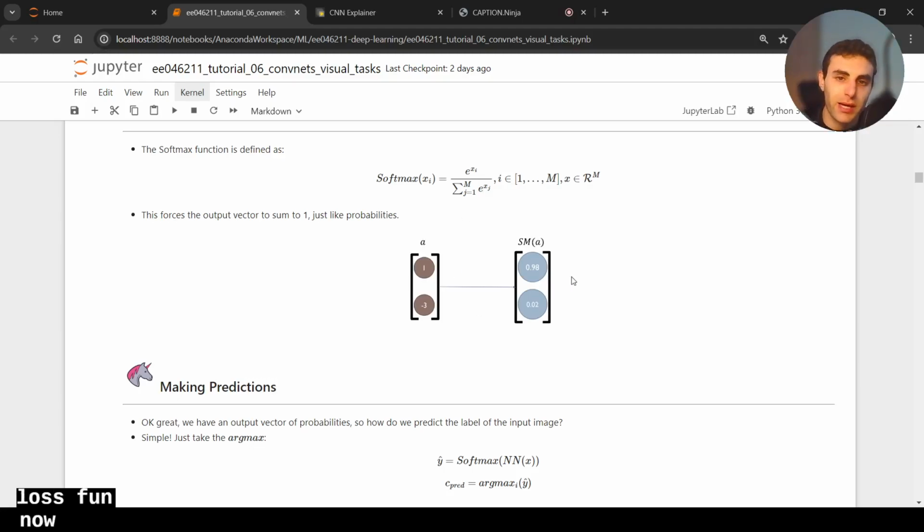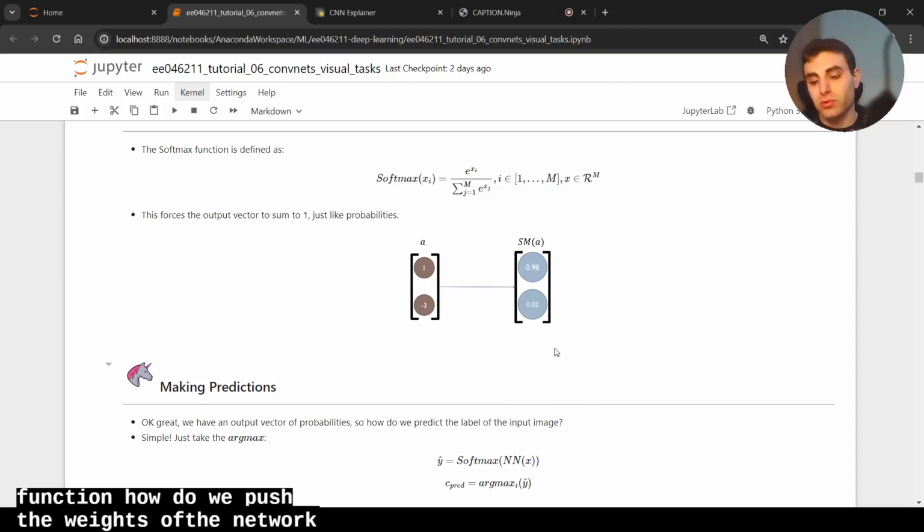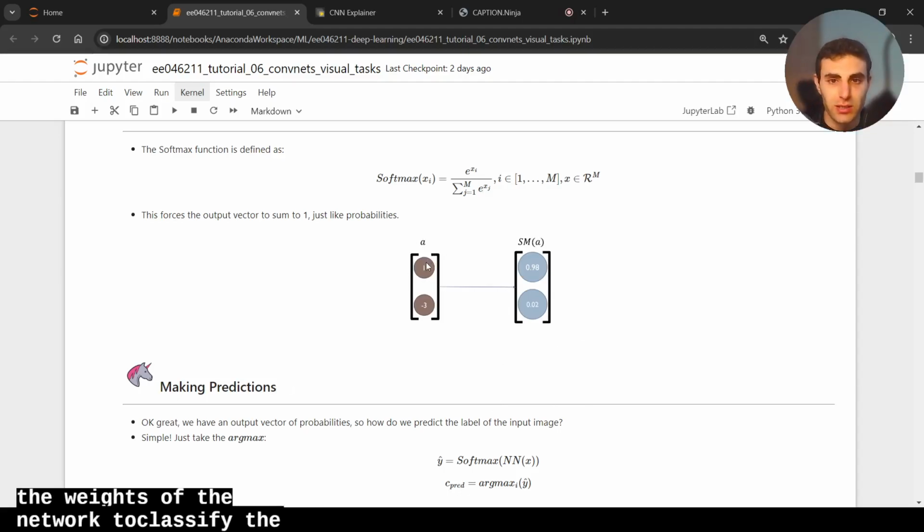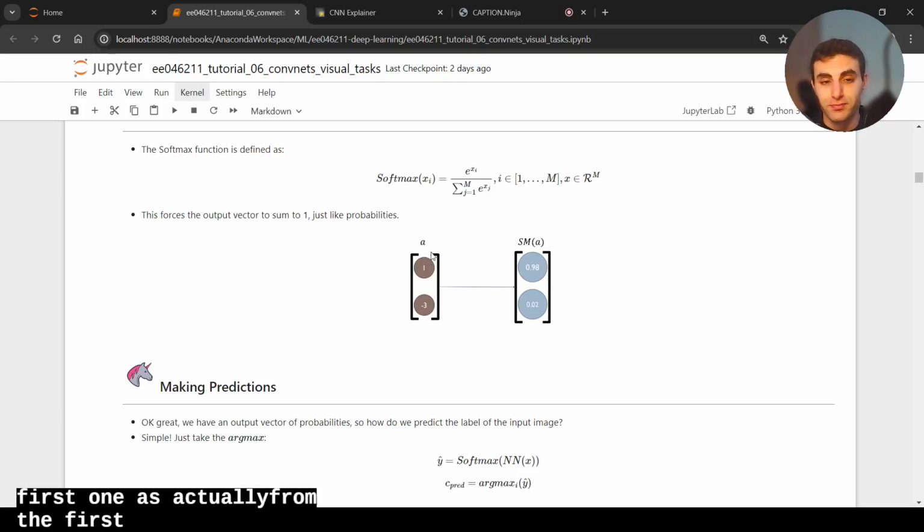Now that we have the probabilities, how do we calculate the loss function? How do we push the weights of the network to classify the current input, where the label is the first class, as actually being from the first class?